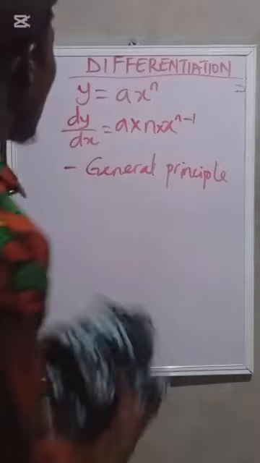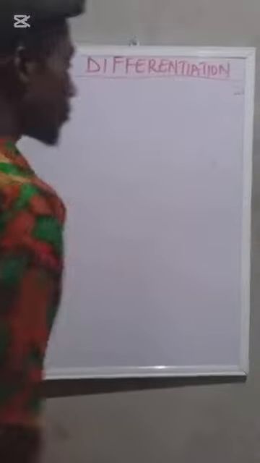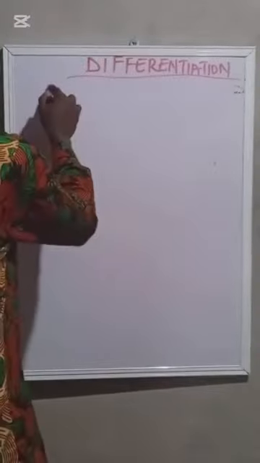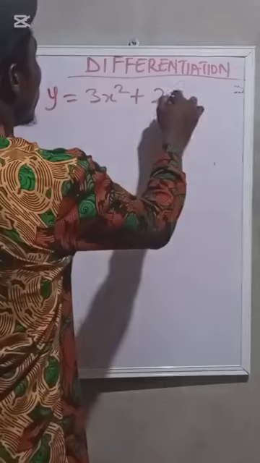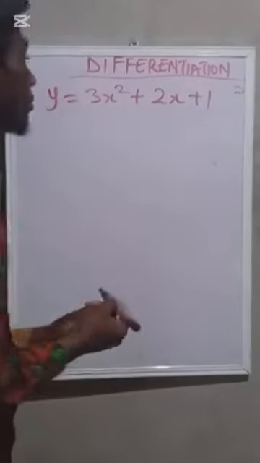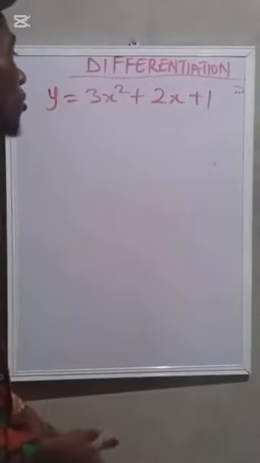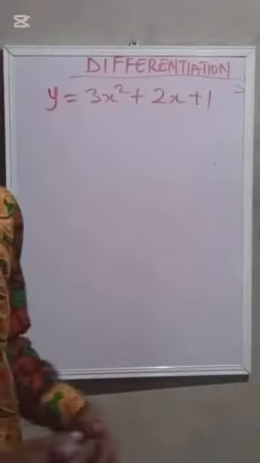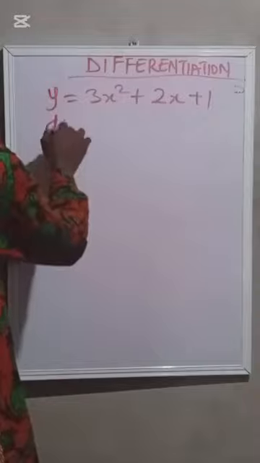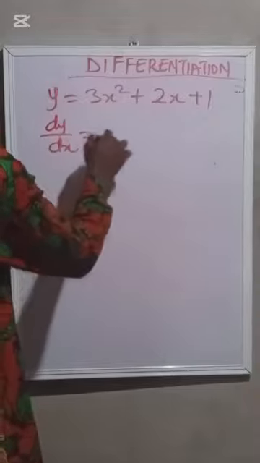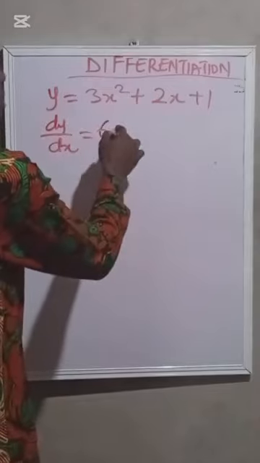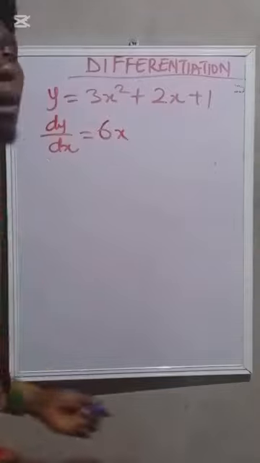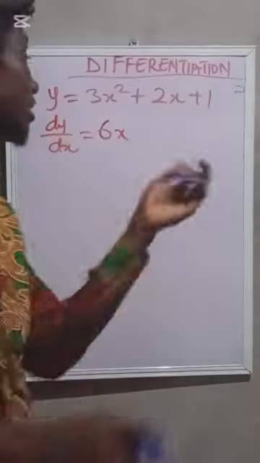Permit me to clean my board. You have a question like this: y equals 3x squared plus 2x plus 1. How do you differentiate this? dy/dx is going to be equal to this. You multiply what you have here times this, and that is what is going to give you 6x. Subtract 1 from the power, that's going to be 2 minus 1, which is 1. That is x to the power 1.